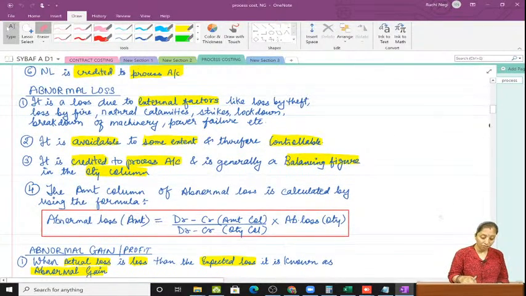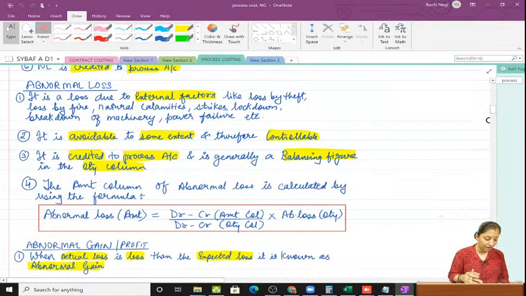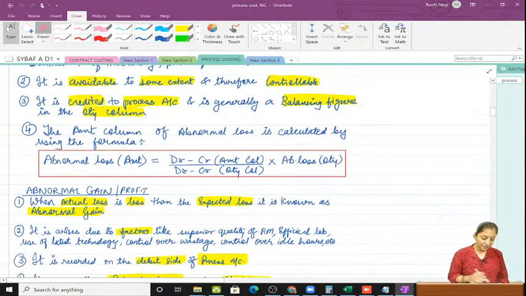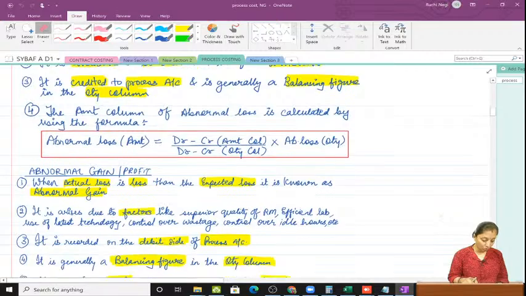Loss due to external factors like loss by theft, loss by fire, natural calamities, strike, lockouts, machine failure, power failure. All these things lead to abnormal losses. This is the formula for calculating abnormal loss, and it is a very important highlight in calculation of sums. Abnormal loss is debit minus credit of the amount column divided by the quantity column, into abnormal loss in quantity.